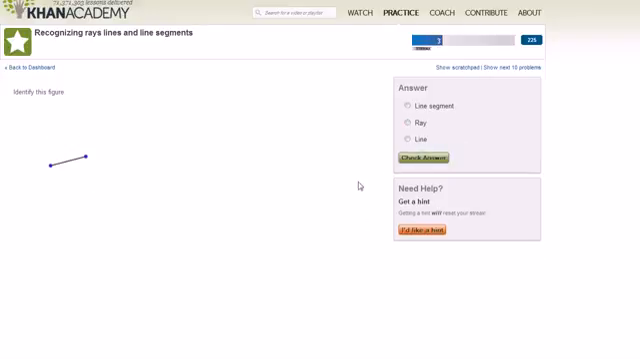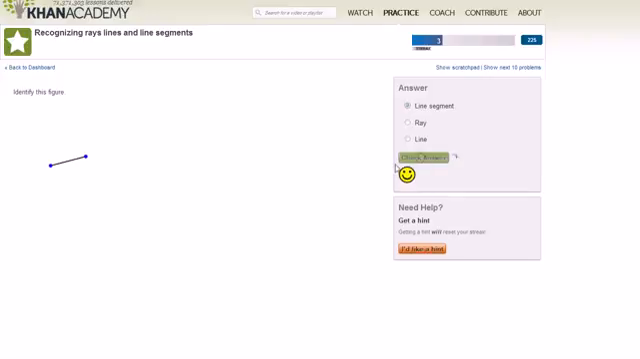So let's do another question. This right over here, you have a starting point and an ending point, but it doesn't go on forever in either direction. So this right over here is a line segment. There you go. So hopefully that gives you enough to work your way through this module. And you might notice when I did this module right here, there is no video, and that's exactly what this video is. It's the video for this module.